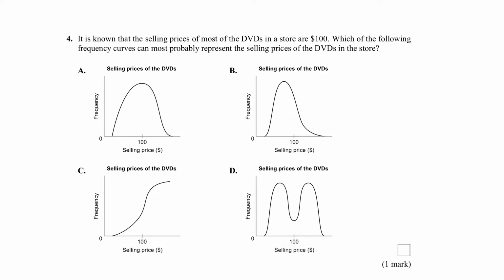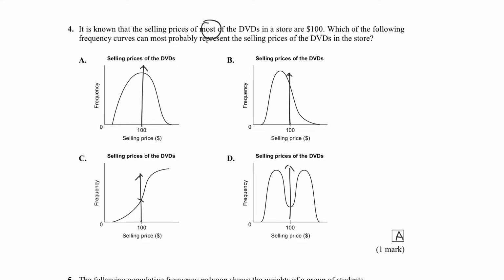By observation, you want to find out the most, which will be $100. So you just draw it out there. Then you can see whether it is the maximum point. Only A will be the maximum point. So A is the answer.